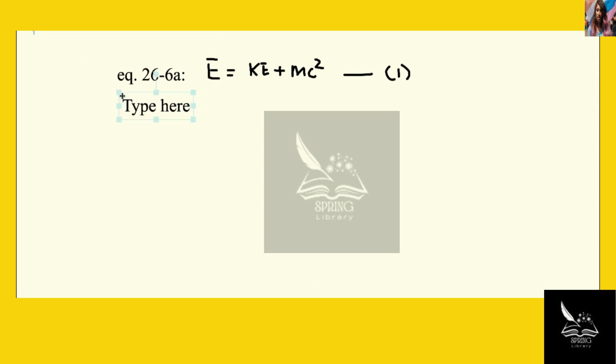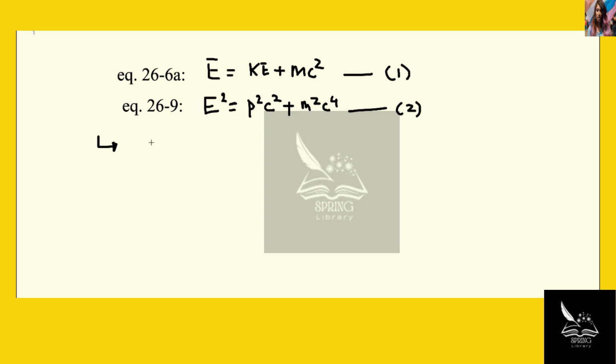Good. Then we use equation 26-9, which is also an equation of energy, but here it's E squared, which is equal to p squared, momentum squared, times speed of light squared, plus m squared c to the fourth power. Let's call this equation 2. And here we note that squaring equation 1 will lead to equation 2 because you have E squared on the left-hand side for both of those. So let's see that in action.